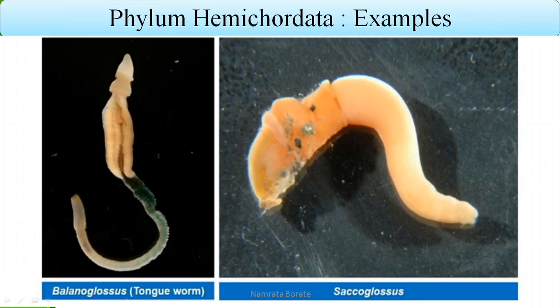About the examples of the phylum Hemichordata, the first example is Balanoglossus, that is the tongue worm, and the second one is Saccoglossus.